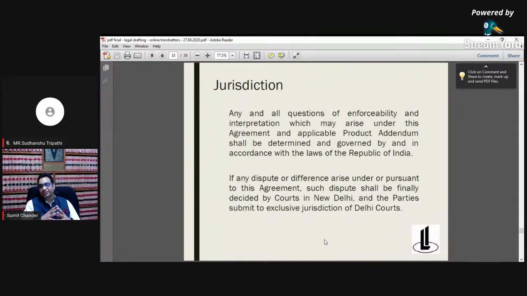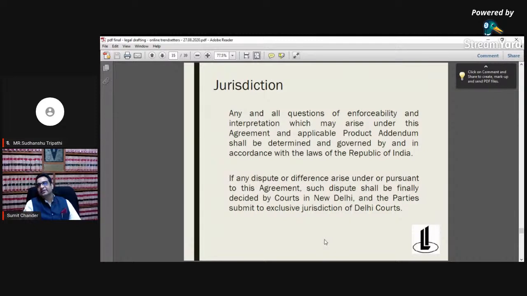We talk about the jurisdiction, where we say that any and all questions of enforceability and interpretation which may arise under this agreement and applicable product addendum shall be determined and governed by and in accordance with the laws of the Republic of India. And if any dispute or differences arises under or pursuant to this agreement, such dispute shall be finally decided by the courts in New Delhi, and the parties submit to the exclusive jurisdiction of Delhi courts. That means if the other party, using some cause of action, tries to manage a jurisdiction elsewhere, you can get a stay on that and request for transfer of that case back to New Delhi just by this clause.